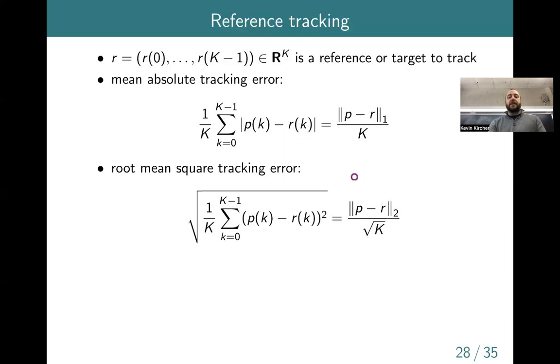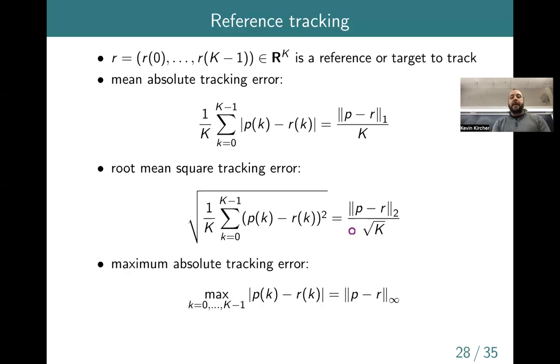We could also minimize the root mean square tracking error. Here we would add up all the squares of the errors. Those again are 0 if you're right on, and then they grow quadratically if you're far away. And we take the mean of that and then take the square root. So, root, mean, square. That ends up just being the 2 norm divided by the square root of k.